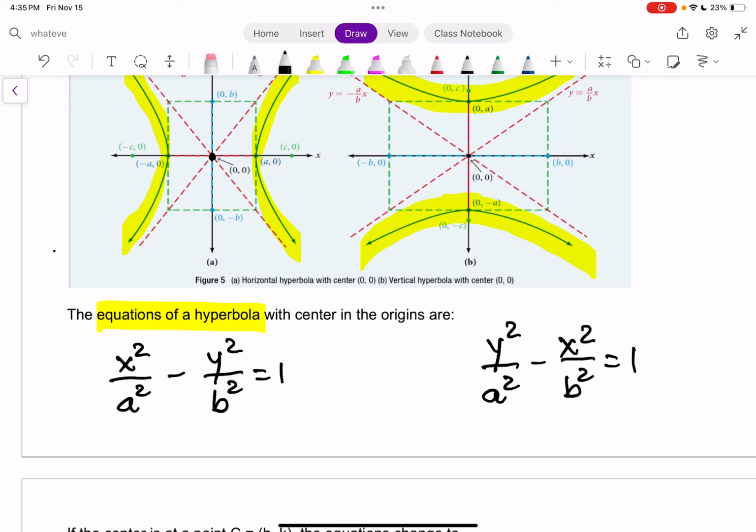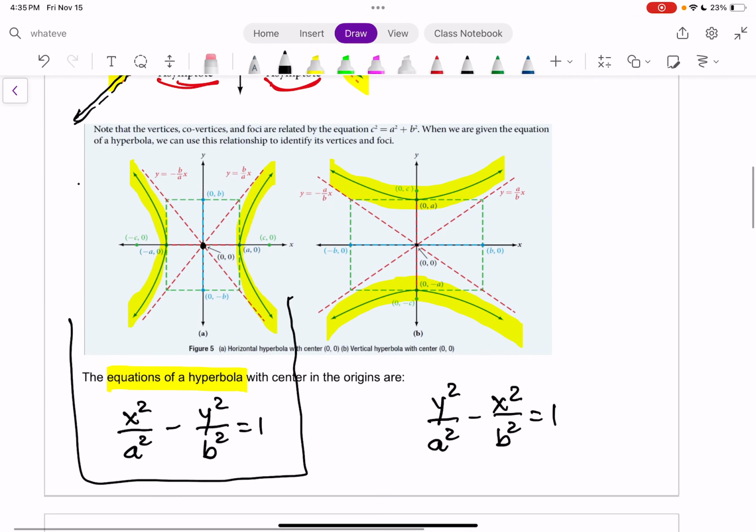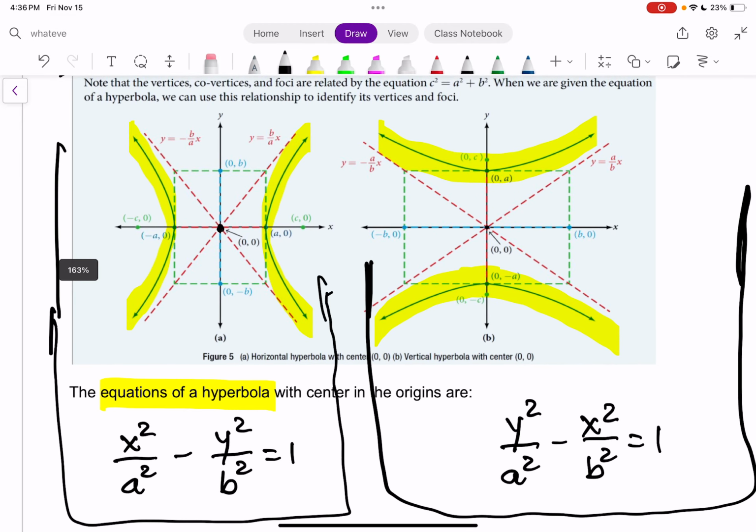If the equations have the x being positive, then the hyperbola will open left and right alongside the x-axis. If the equations have the y being positive, then the hyperbola will open up and down alongside the y-axis. Okay, and then we'll talk about what A, B, and C are. So I'm going to talk about those next.